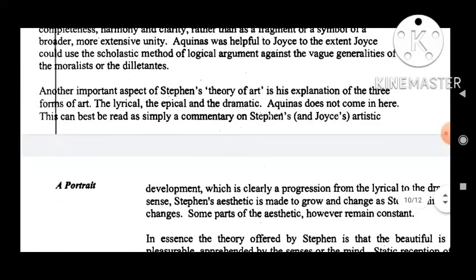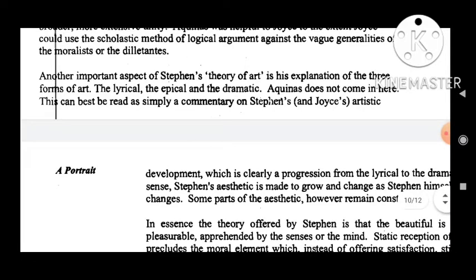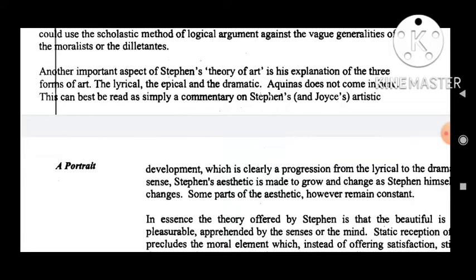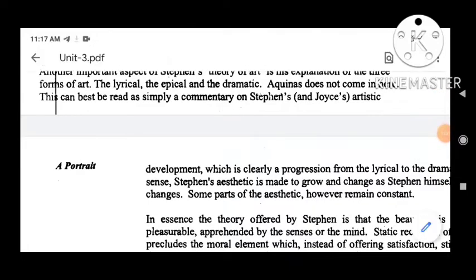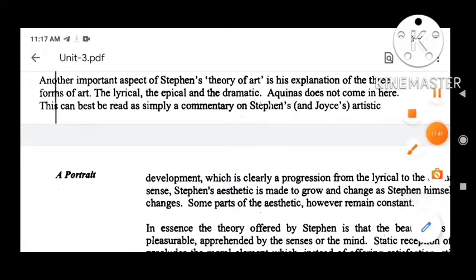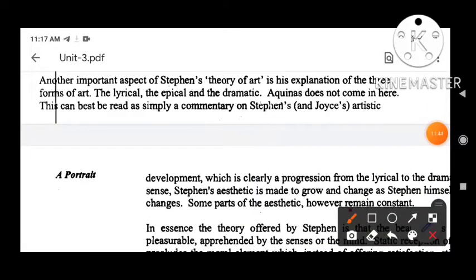Another important aspect of Stephen's theory of art is his explanation of the three forms of art: the lyrical, the epical and the dramatic. Here is the main key point you can note down: Stephen's theory of art is based on the lyrical, the epical and the dramatic.